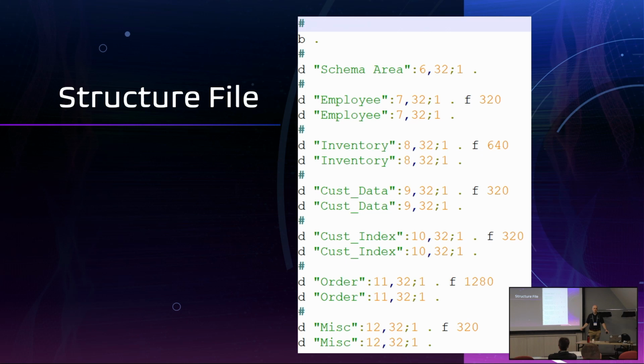That's the path. But you can see that there's the B, and then there's a load of D ones, and D means data, and those are the data storage areas. So that's where all your data within your database is actually stored on disk. We'll deep dive into what those data areas mean.